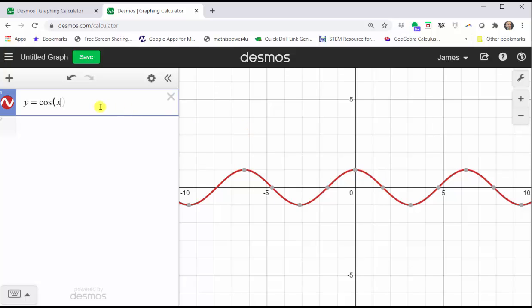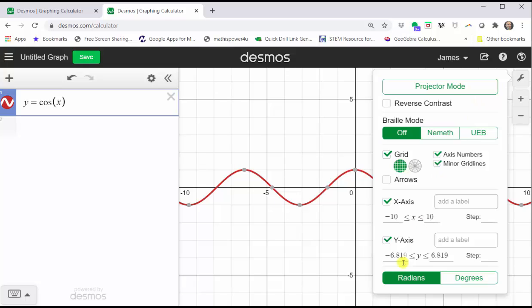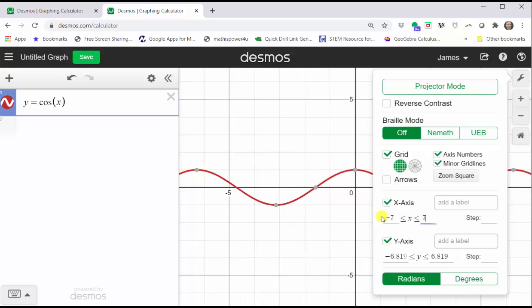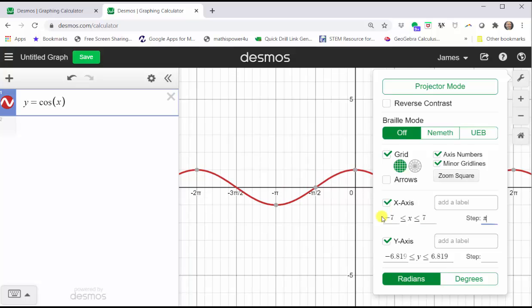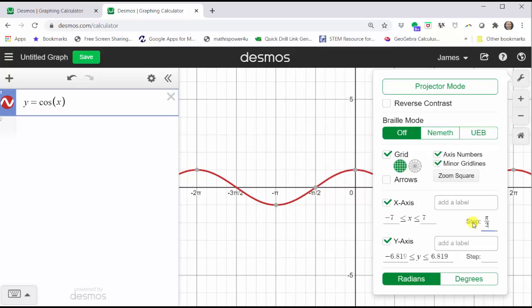Since we're asked to graph this function over the closed interval from negative 2 pi to positive 2 pi, let's click the wrench in the upper right hand corner. By default, the calculator is in radian mode. 2 pi is approximately 6.28, and therefore let's change the x-axis so the interval is negative 7 to positive 7. And let's have the step be pi divided by 2 radians. Because the step is in terms of pi, the x-axis is now in terms of pi.